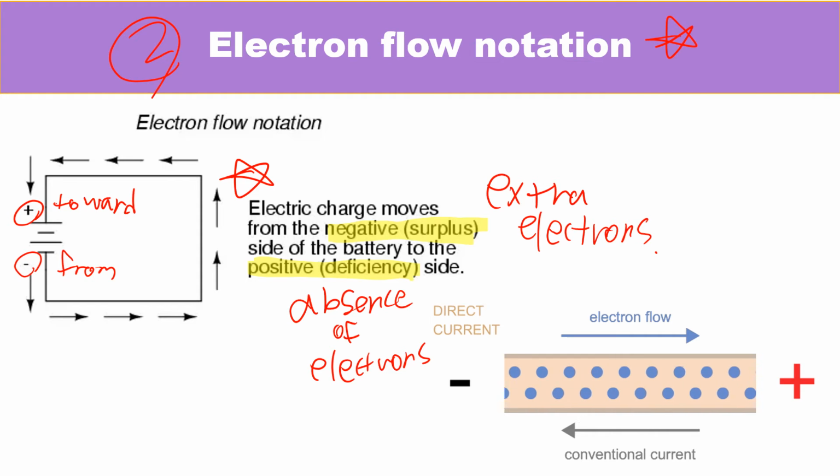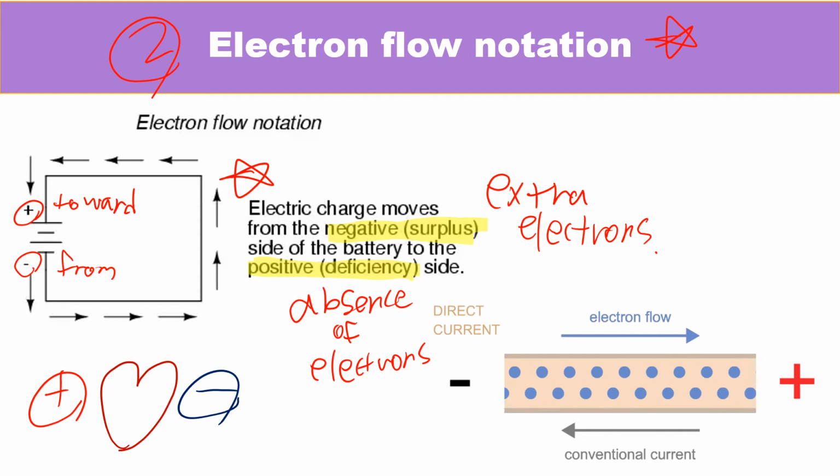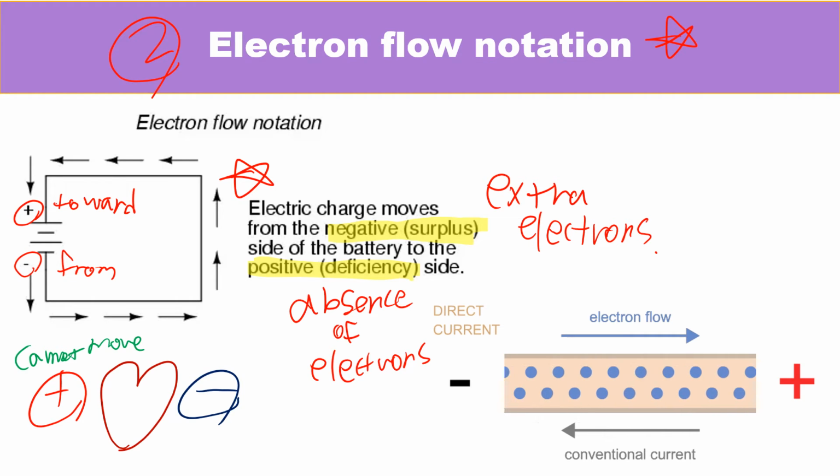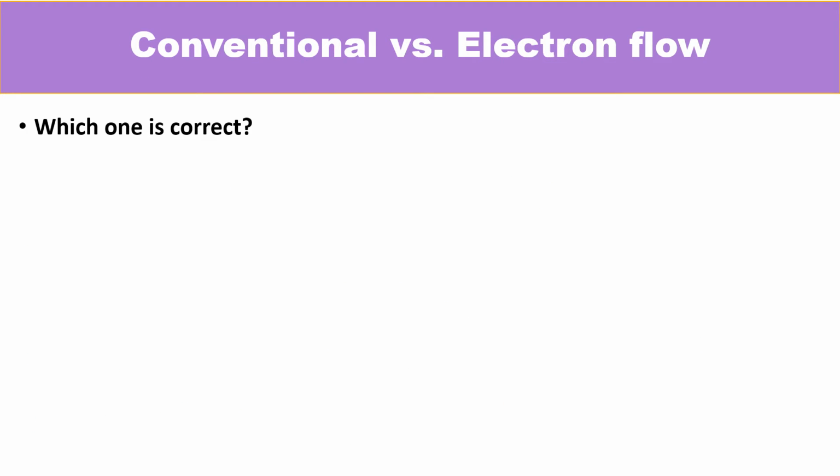If you again wonder why go from negative to positive, well, remember, positive and negative are oppositely charged, so they love each other. Except protons cannot move. They are part of the nucleus. Electrons can move. That's why electrons are the ones that move instead of protons. So you may wonder, which one is correct? I personally believe electron flow is the correct one, but again, conventional flow is widely accepted.